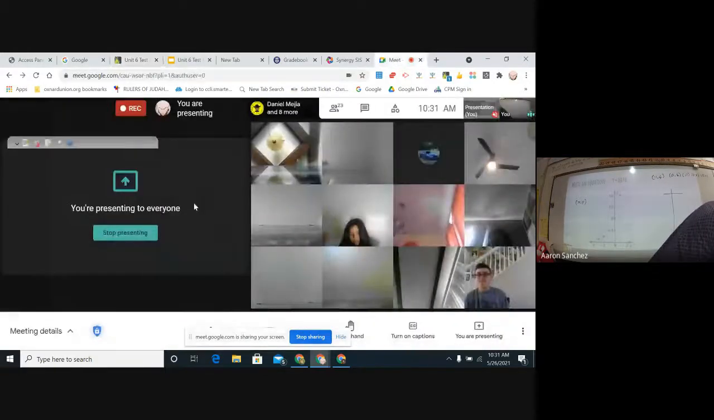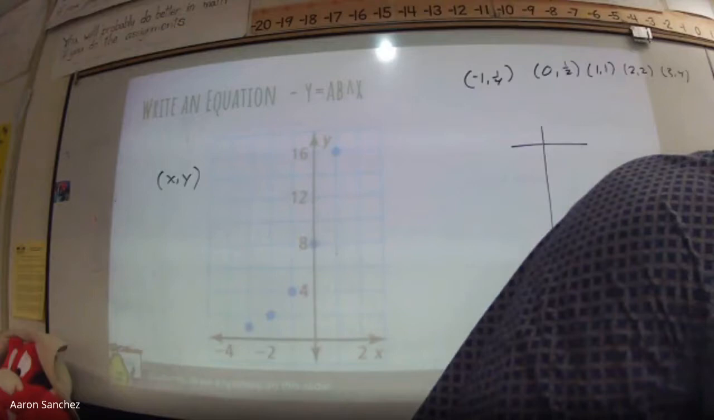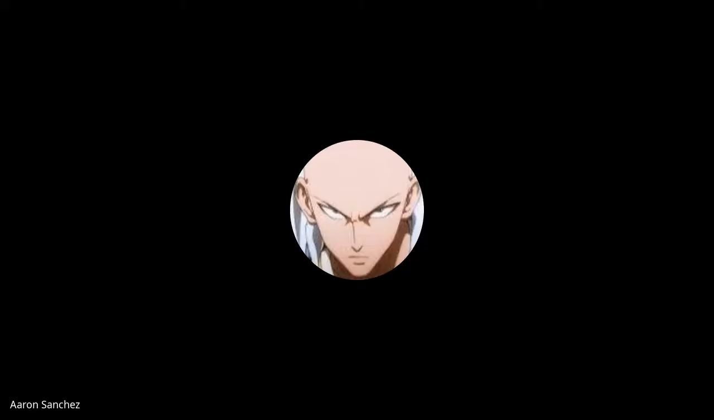I'm going to stop presenting. I think you guys can see better. Okay, so I have here my x and my y, right? So you guys fill in the chart. Make the chart on your own and see if you can tell if it's linear or exponential. If you need help, I'll start it out for you. Take a peek. Try to do it on your own, but take a peek to make sure you're right. This is my x. This is my y. Negative 1, 1/4. x, y, 0, 1/2.